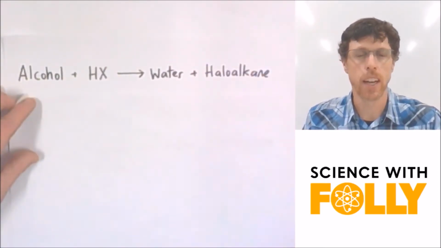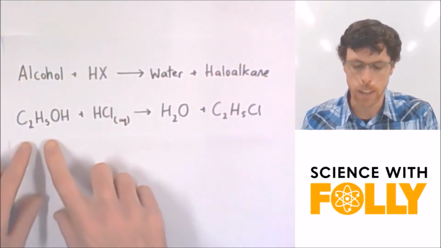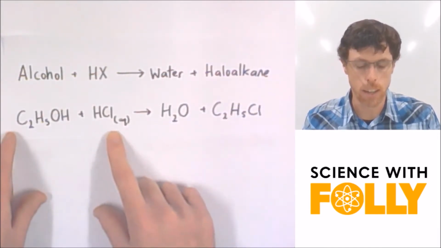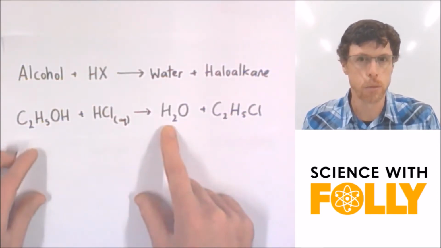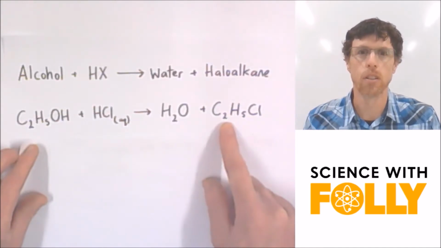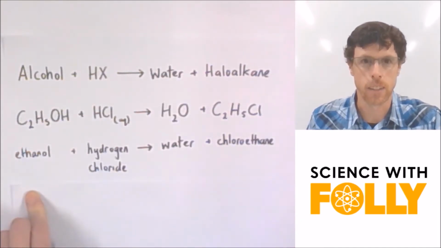Alcohols can also react to form haloalkanes. For example, here we have ethanol. It reacts with hydrogen chloride, and that's aqueous, and it forms water, and what's the name of this one? Chloroethane. There's our reaction there.